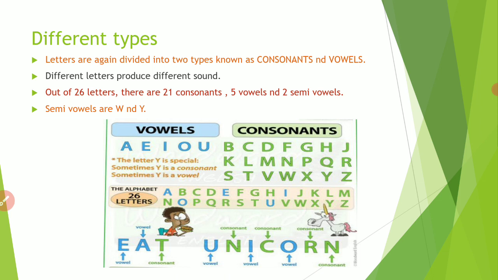Somewhere W and Y can be used as a consonant, and in some other places they are also used as vowels according to the context. This is why we are not including them in any particular list. Rather, we call them semi vowels.